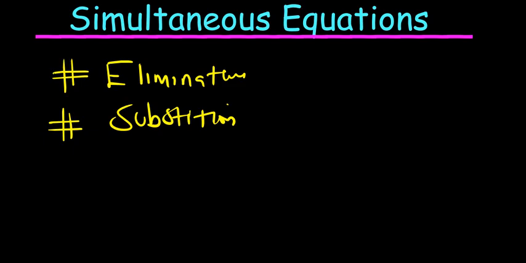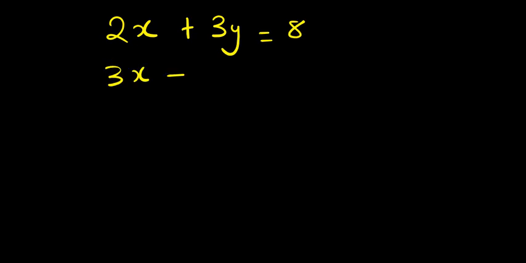So how do we solve using elimination? Let's say I've got 2x plus 3y. This is equals to an 8. Then I've got 3x minus y. Let's say this is equals to a 23. So how am I going to solve these equations?